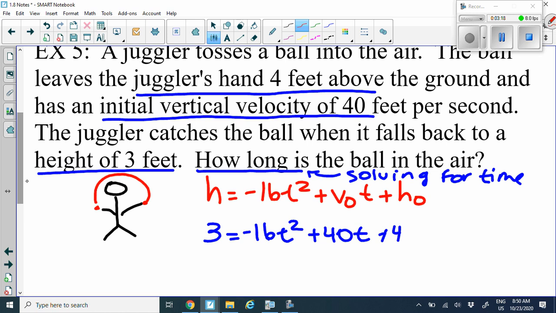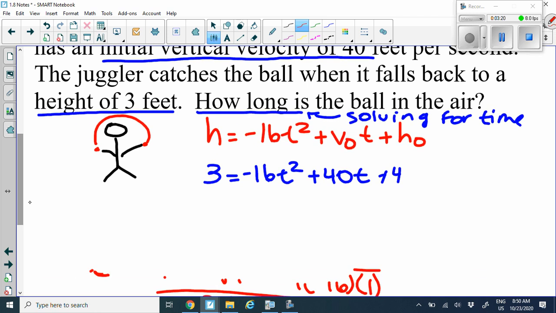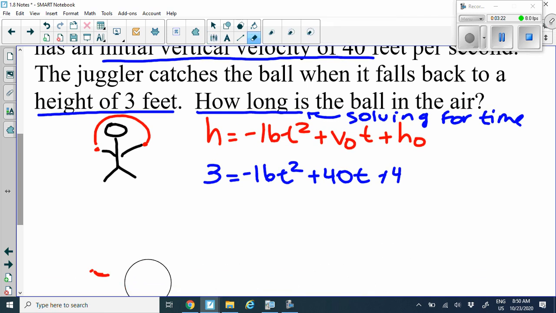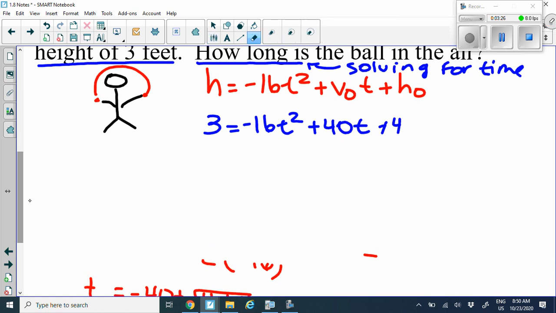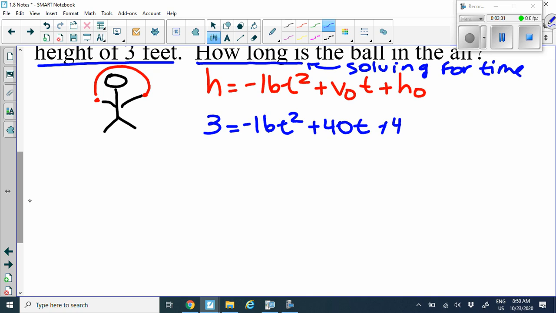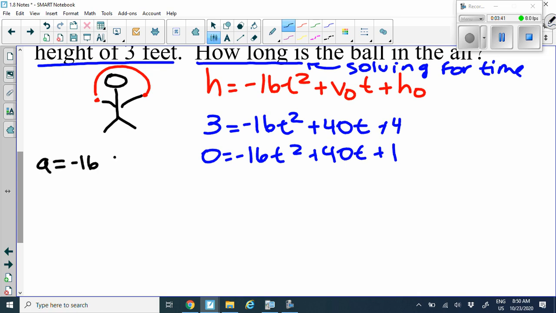Now remember, when we are using the quadratic formula, we need to make sure this is set equal to 0. So we need to move that 3 over to the other side. So I have 0 equals negative 16t squared plus 40t plus 1. Let's label our a, b, and c values. a is equal to negative 16, b is equal to 40, and c is equal to 1.